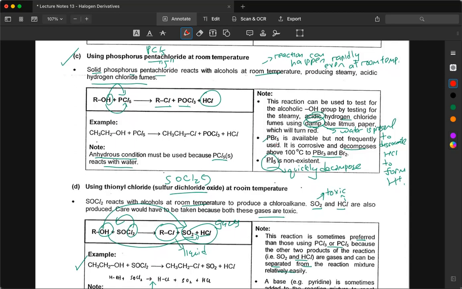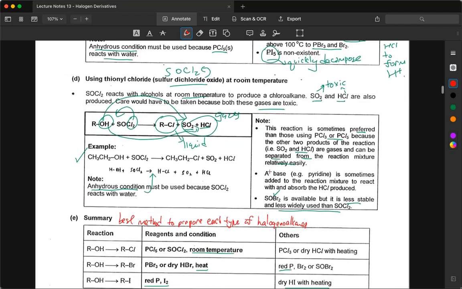PBr5 is actually available. However, it is not used frequently because it is quite corrosive and it decomposes above 100 degrees Celsius. And PI5 is almost non-existent as it quickly decomposes. Other methods include using thionyl chloride, SOCl2, at room temperature. It can also react with alcohol at room temperature to produce a chloroalkane. SO2 and HCl are also produced. However, because these gases are toxic, care has to be taken.